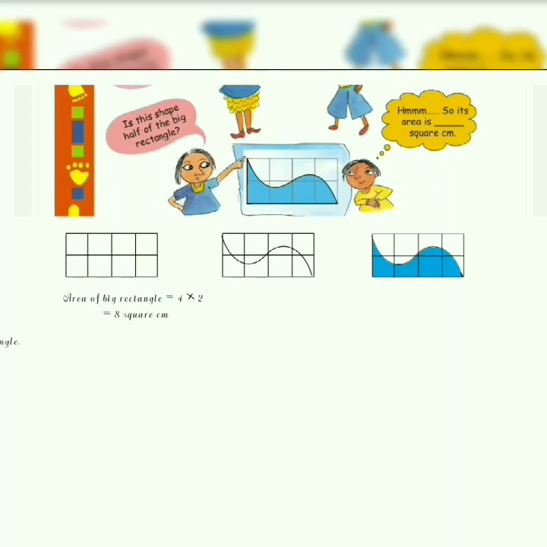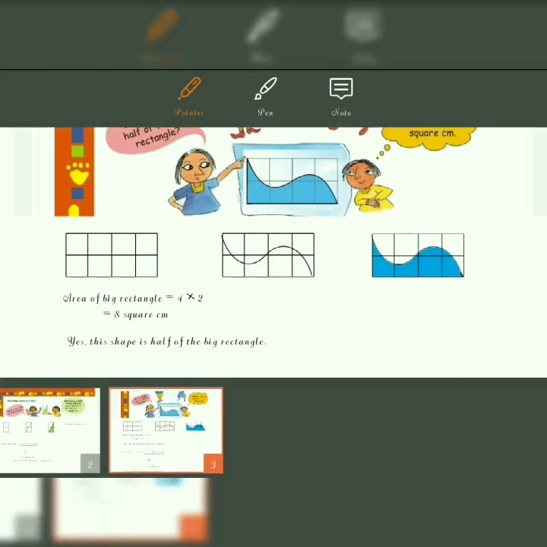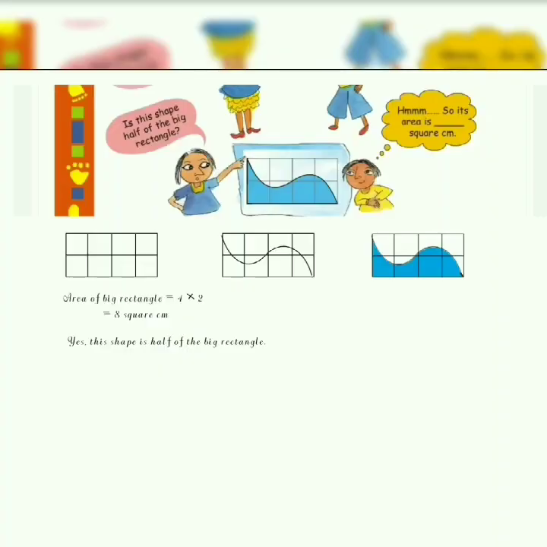Okay, then next, yes, the shape is half of the big rectangle. How could you say that? Can you observe it? Okay, wait a minute. We are going to count its area. Whose area? This half portion and this one half portion. Just count it. Suppose we are starting from this side. Okay, you can observe it.